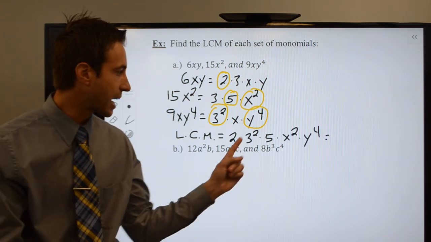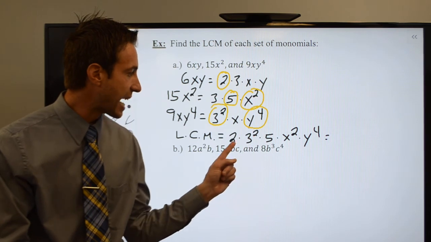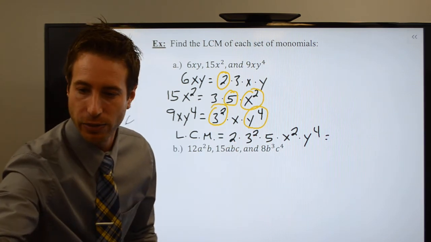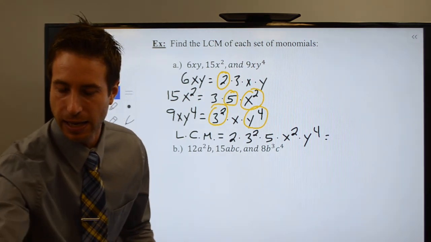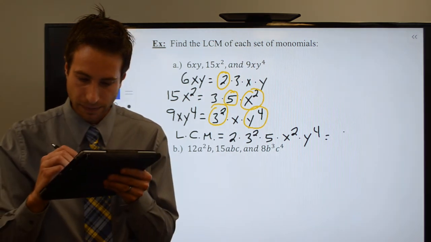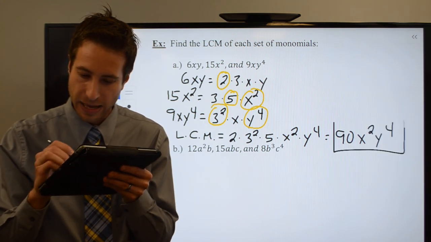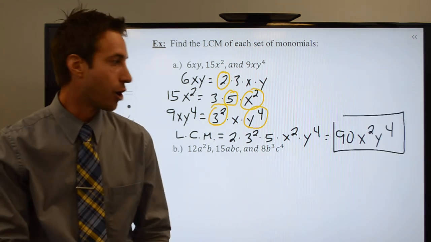Multiply all that stuff together. 3 squared is 9. 9 times 2 is 18. 18 times 5. I got a calculator real quick right here. I get 90. 90x squared y to the 4th. So my LCM is 90x squared y to the 4th.